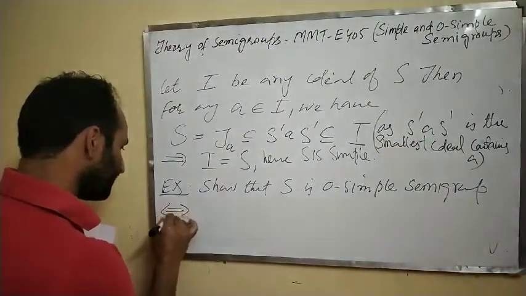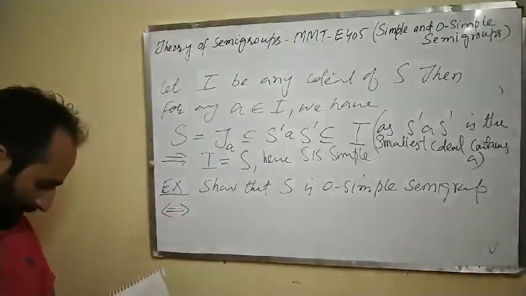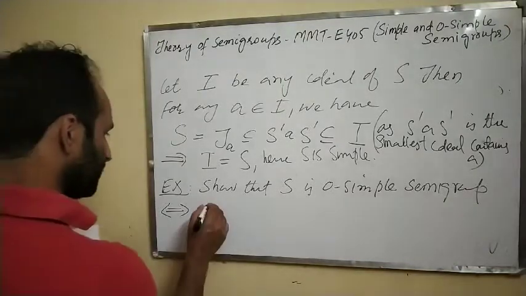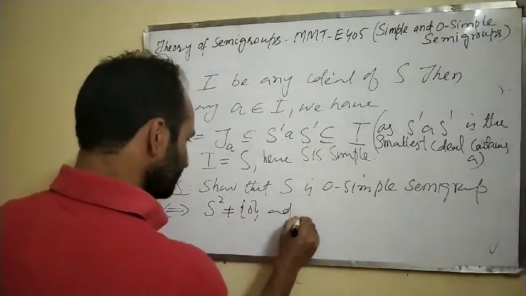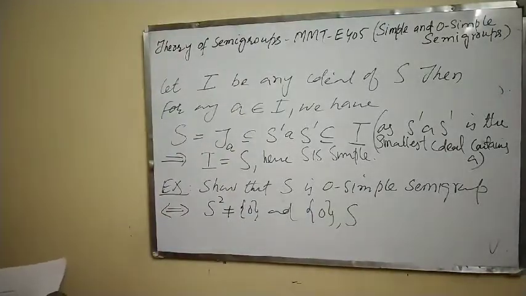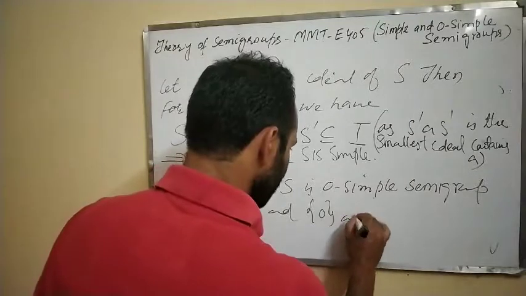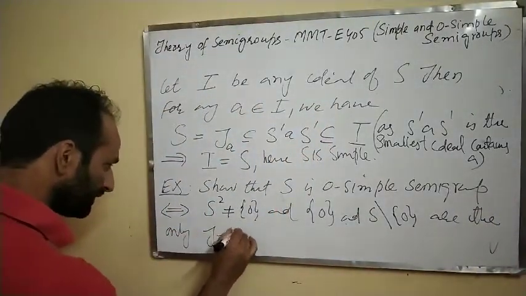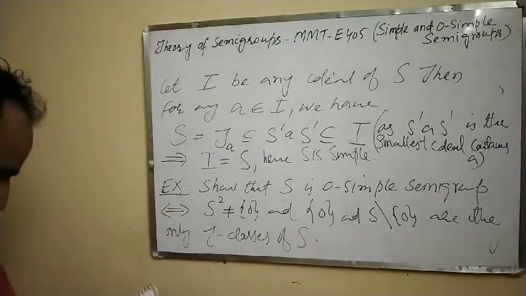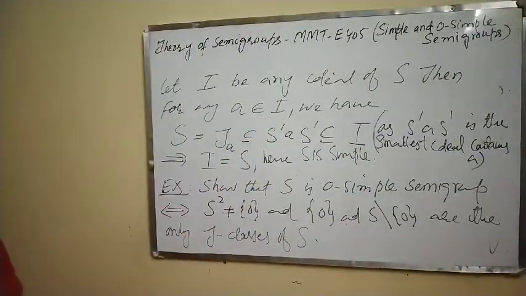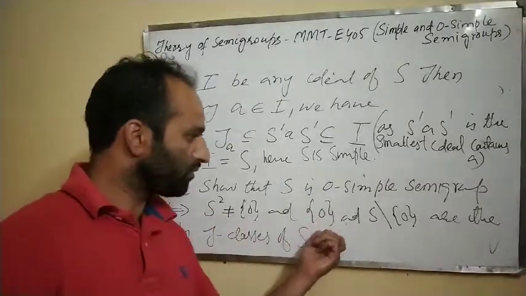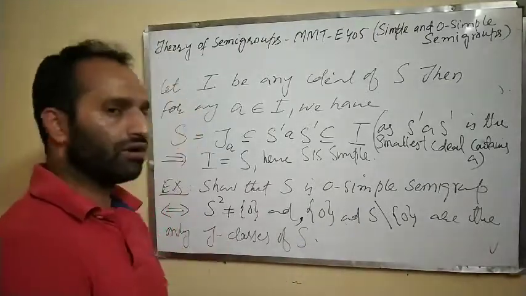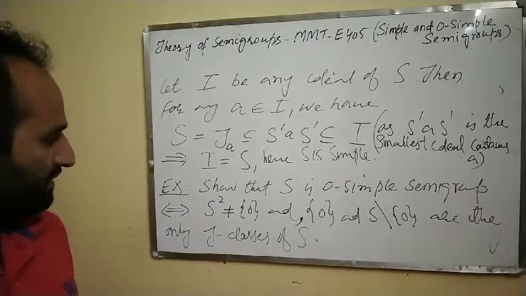S is a zero simple semigroup if and only if S square is not equal to 0, that's the first condition, and 0 and S minus 0 are the only J classes of S. So S is zero simple if and only if S square is not equal to 0 and 0 and S minus 0 are the only J classes of S. So that's an exercise for you.